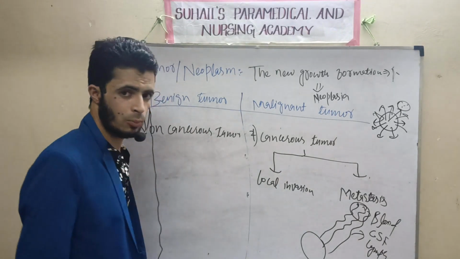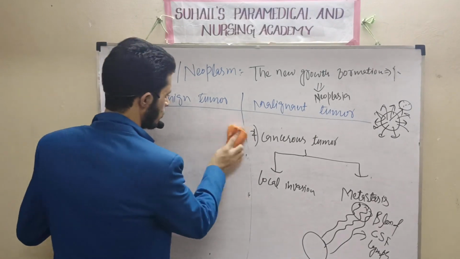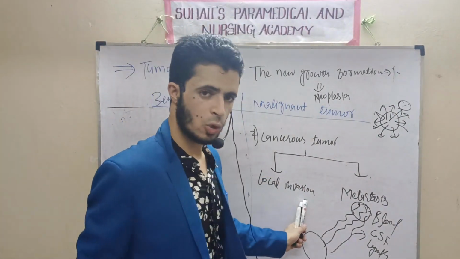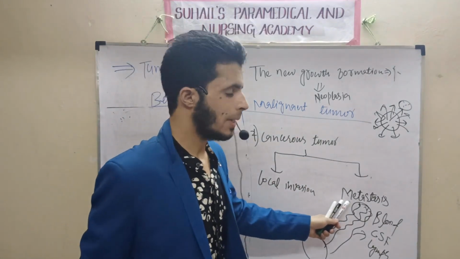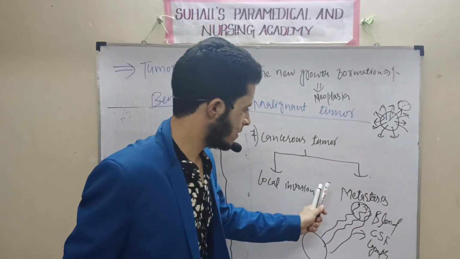Now I will tell one more thing, that is, you can take the screenshot. One more point I will tell in this. So what is the one more thing? So a cancerous tumor may show local invasion. This malignant tumor can show local invasion. It can show metastasis. Because it can show local invasion, it can show metastasis.